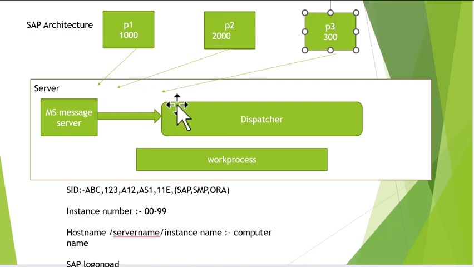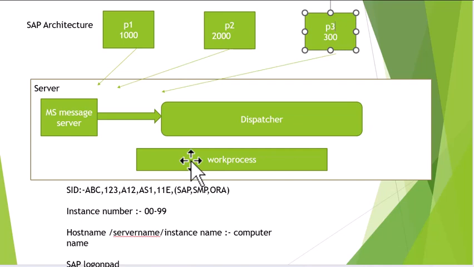From there it will go to the next level. The first level is that the user will log into the SAP system. So initially all the requests will go to the message server. From there it will go to the dispatcher. After the dispatcher, it will go to the next level to process the work. This is called SAP architecture at a high level. I will explain in detail a little bit later.